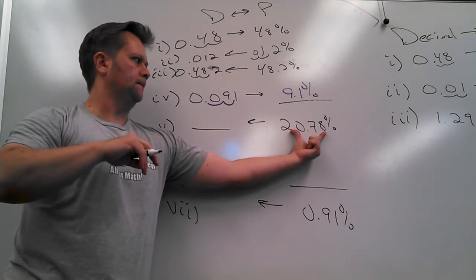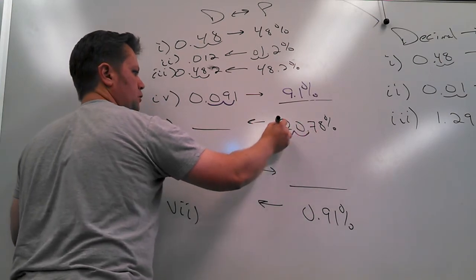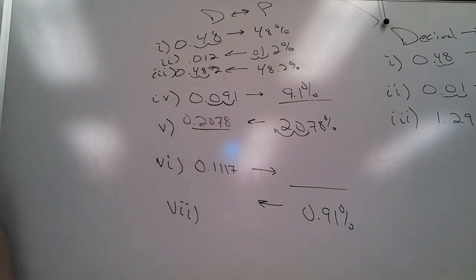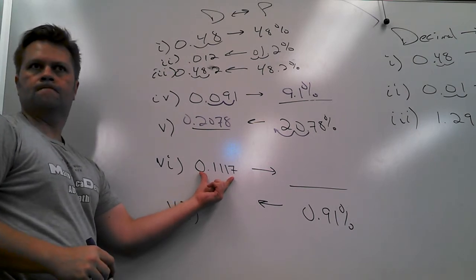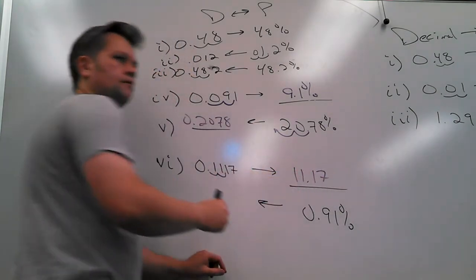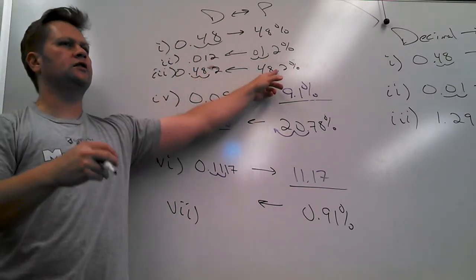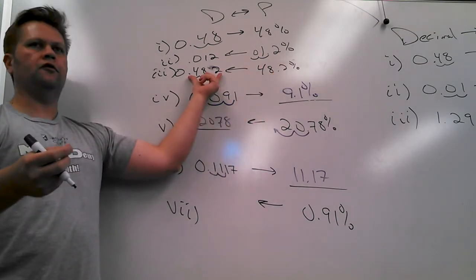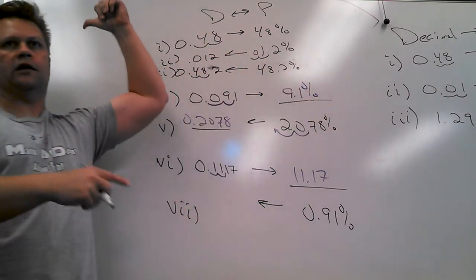So what about going the other way? 2.078. Once, twice. You always got to move that thing twice. So now it's going to be 0.02078. So what about this one? 0.11%, 11.17. Yeah, so once, twice. So again, if you go from decimal to percent, you're going to make the number itself bigger. 48.2 is bigger than 0.482, you with me? So if you go from decimal to percent, you're going to make it bigger, because you're going to move the decimal that way. The other way, you're going to make it smaller.